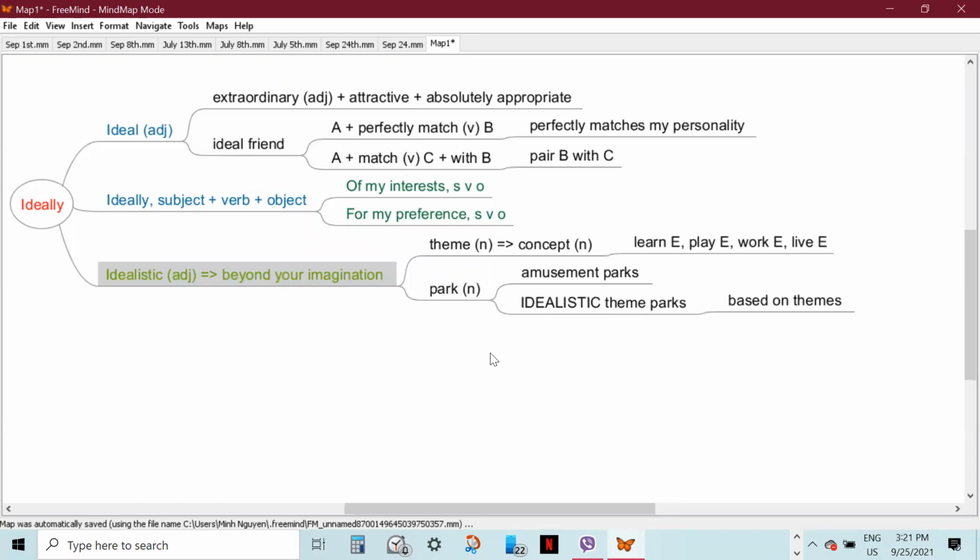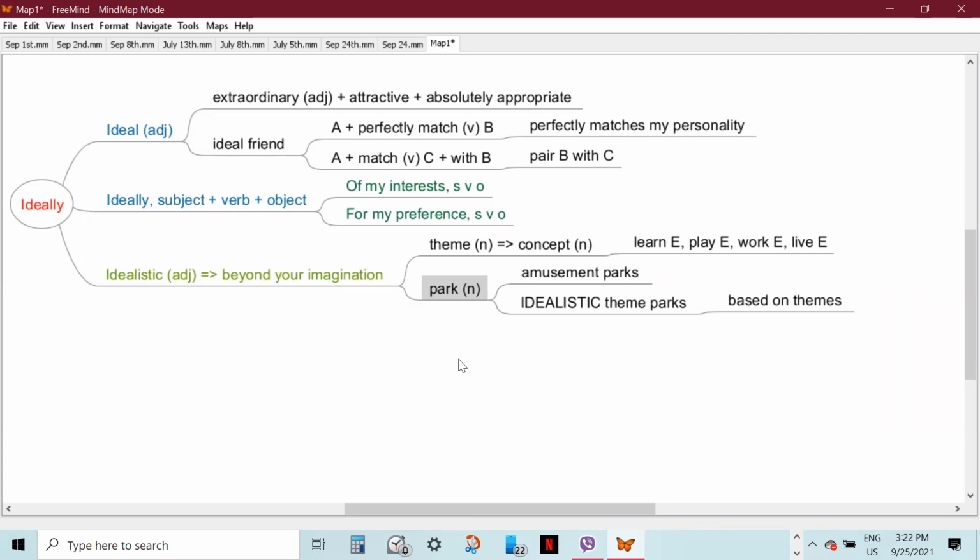So something beyond your imagination, it means that it's too much. You think that you will never ever in your life be able to think of such a thing like this. But okay, you go out, you go to see the park, and you can see the whole concept of dinosaurs is built in the park. You can say that, oh, this park is idealistic.